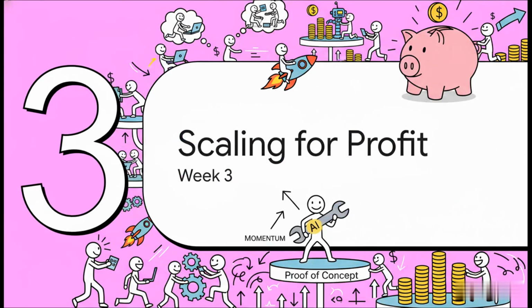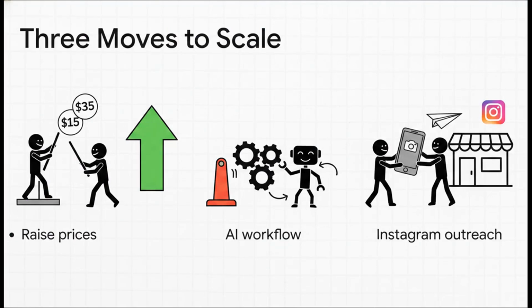Let's look at Section 3, scaling for maximum profit in Week 3. Once you have that proof of concept, you can't just sit back. Week 3 was entirely focused on taking that initial momentum and scaling it up quickly. I made 3 very specific moves to scale. First, I raised my prices. Armed with 2 5-star reviews, I bumped my basic gig from $15 up to $35 and added a premium tier at $75 for a full 5-email sequence.